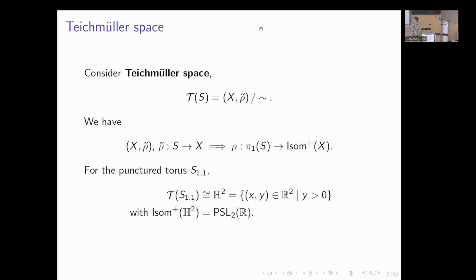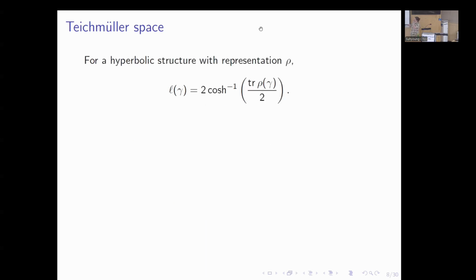So for the punctured torus, it's known that the Teichmüller space of the once-punctured torus is just the hyperbolic plane. And we really think about this in terms of the upper half plane model. And the orientation preserving isometry group here is just PSL2R. So when we think about a hyperbolic structure on the punctured torus, we can think about it inducing a representation into PSL2R. And we can also think about this lifting into SL2R, so we just ignore the P. And so this is the kind of nice, well-known result that's not too difficult to derive yourself.